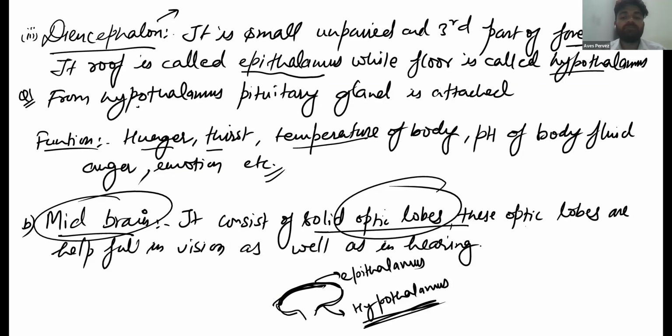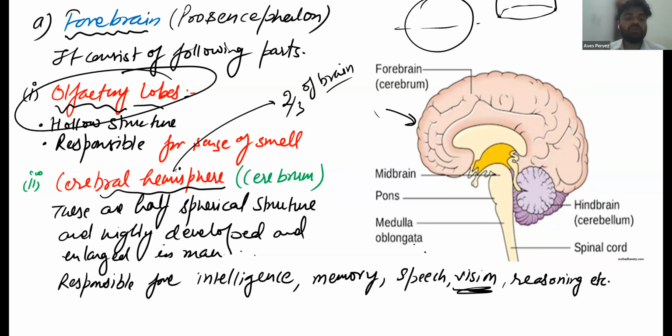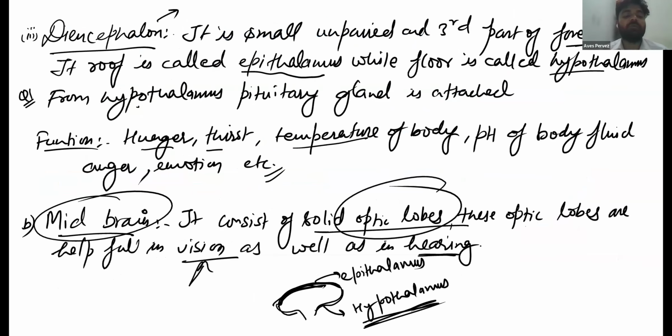Similarly, optic lobes are present in the midbrain and are responsible for vision, as well as hearing. So not only one function is performed by the midbrain. Vision is also controlled by the cerebral hemisphere. So not only one part of the brain is responsible for a particular function; there can be more than one part of the brain controlling the same function. Got it? The midbrain consists of solid optic lobes. These lobes are helpful in vision as well as in hearing. Please note it down that the midbrain only consists of optic lobes. It has only one part.